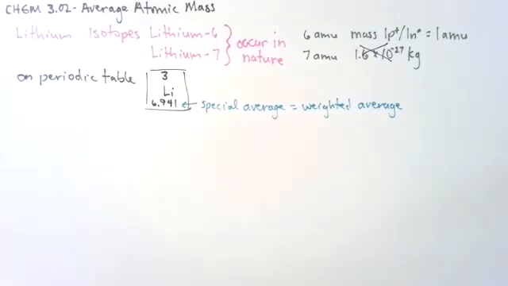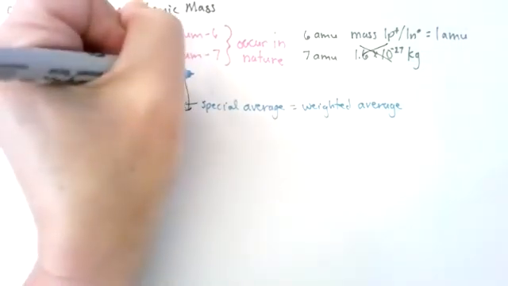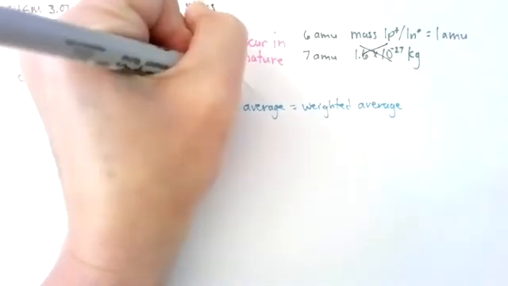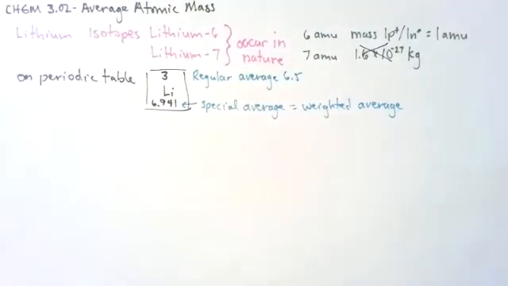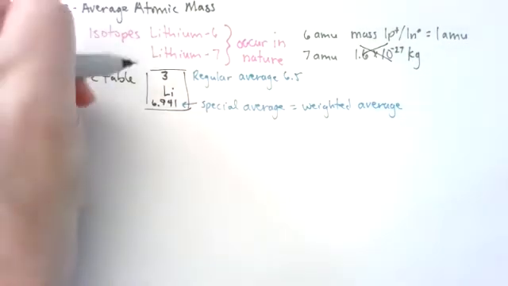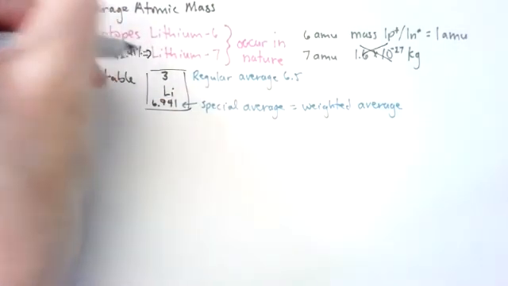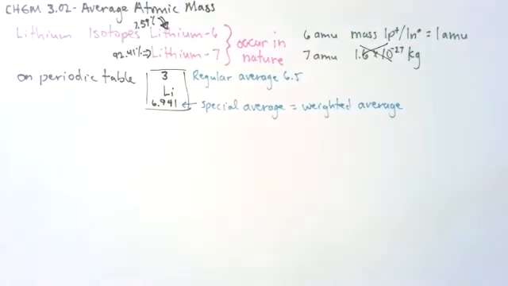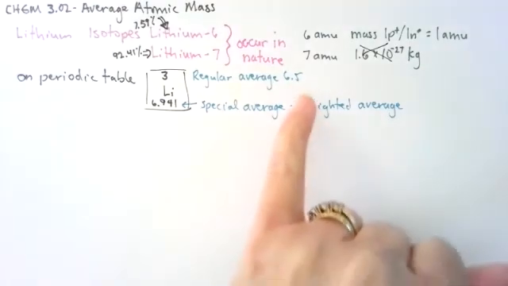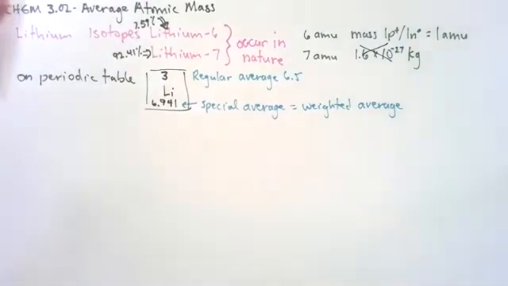Well, if I took a regular average, I would take 6 plus 7 and I would divide them by 2, and a regular average would be 6.5. But it turns out that 92.41% of all the lithium in the world is lithium 7, and only 7.59% is lithium 6. Well, to say that the average would be 6.5 would really be doing a disservice because most of our lithium is lithium 7. Only 7.59% of it is lithium 6.